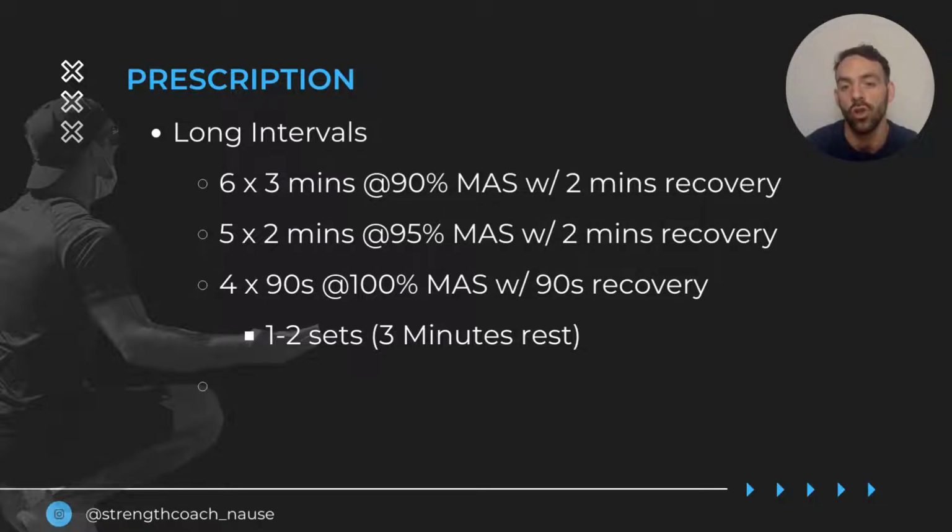Now, this is obviously a lot longer, so you've got to be aware of who you're programming for. What I quite like to do, if I've got a longer distance that I want to run with my athletes, is start with the 6 times 3 for 1 set, then build to 2 sets, and then we'll move to the 5 by 2 minutes, and then we'll move to 4 by 90 seconds. And it's just quite a nice built-in progression.